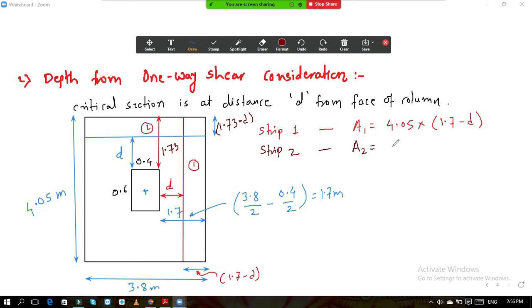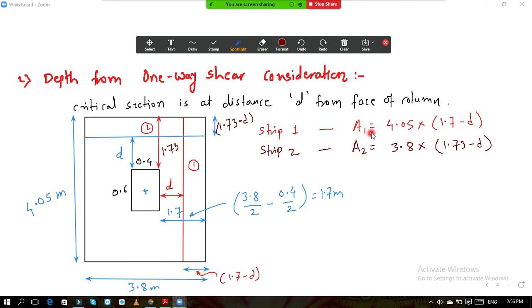So A2 is equal to 3.8 into 1.73 minus d. Now you can see which area is greater, that we need to consider. Okay, स्ट्रिप 1 चा एरिया जास्त आहे का 2 चा एरिया जास्त आहे हे आपल्याला बघावं लागणार आहे. आणि त्याच्यानुसार मग पुढच्या कॅल्क्युलेशनला, शिअरच्या कॅल्क्युलेशनला 1 नंबरची स्ट्रिप घ्यायची का 2 नंबरची हे ठरवायचं आहे. पण हे एरिया ठरवताना what is the problem now? We don't know the value of d. d is unknown for us.